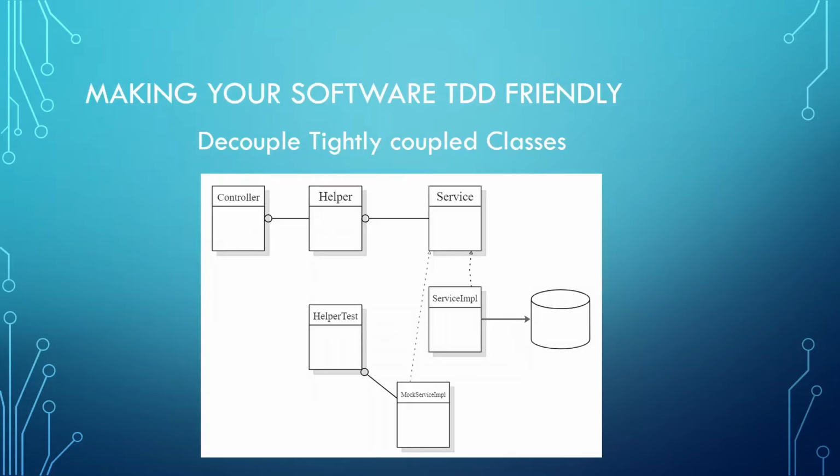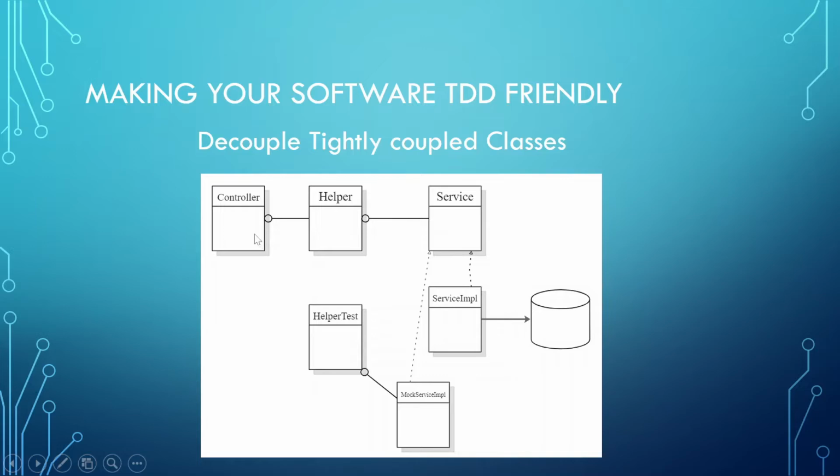When you start thinking about testing before you start writing code, you'll end up making test-friendly code. And one of the principles that we do is where classes are tightly coupled, we decouple them. So in a microservice, usually controller classes are tightly coupled to service classes. We use helper classes to decouple these two.